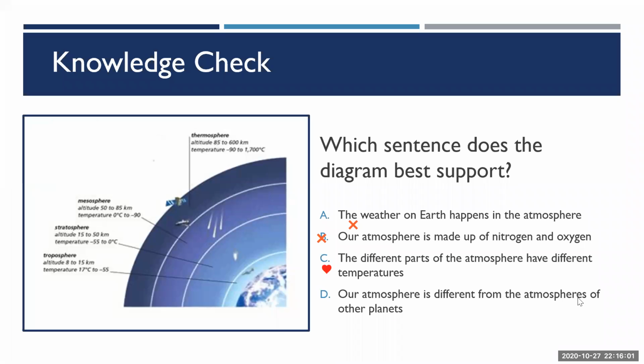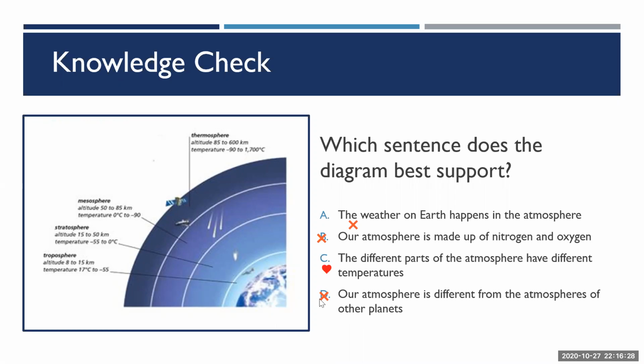And then we have, our atmosphere is different from the atmospheres of other planets. Well, possibly, we kind of know that to be true because our planet is somewhat unique in our solar system. However, we are looking at this diagram here, and it is not showing any other planets. So this one is not being supported by the diagram.